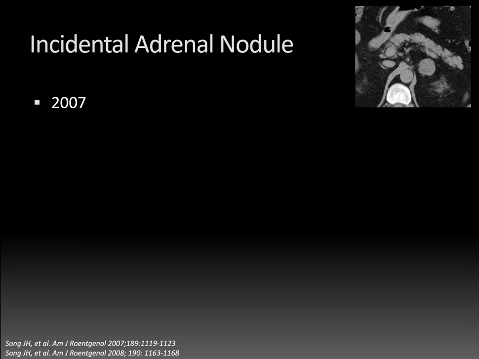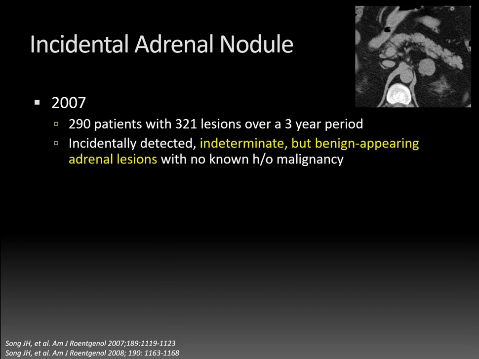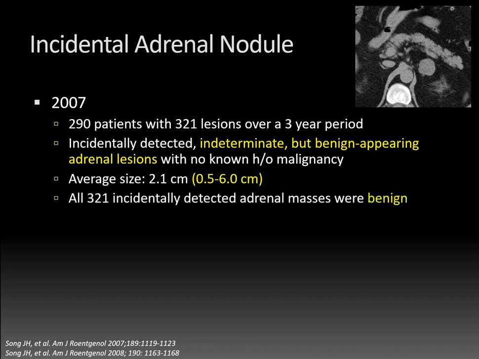Interestingly, in the same year from the radiology literature, Dr. Song did a study evaluating 290 patients with 321 lesions over a 3-year period. These patients all had incidentally detected but indeterminate adrenal nodules, so these were not characterized as adrenal adenomas. However, they looked fairly benign and the patients had no known history of malignancy. The average size of these lesions was 2.1 centimeters, but some were quite large, reaching up to 6 centimeters. At the end of the 3-year period, all of these 321 lesions were benign. Even though they weren't fully characterized, they were determined to be benign. Of note, though, 3 were clinically unsuspected functioning adrenal masses, although still benign.